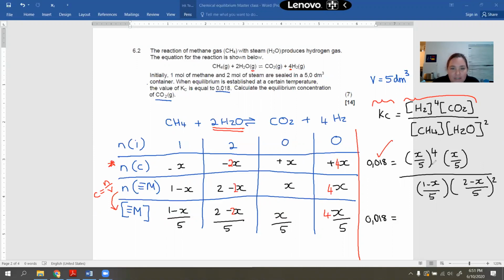I just needed to correct it because there were a couple of things that I got wrong there. So that would become a 4X over 5. That would be that. That's correct. And then I've missed my 2 in there because I didn't actually do my mole ratio. There we go. All right.